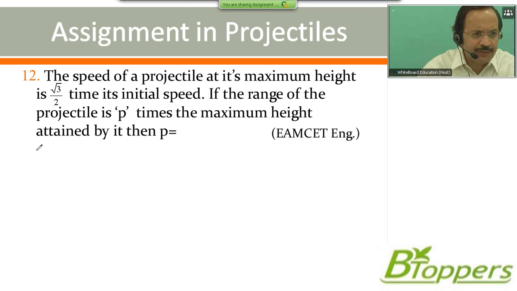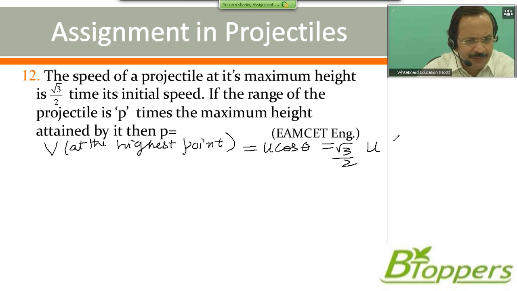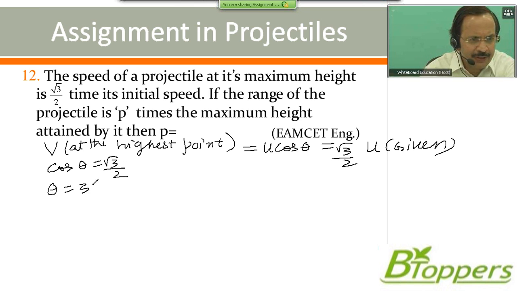In the theory of projectile motion, I have discussed that at the maximum height, or at the highest point of the path of the projectile, the vertical component of velocity becomes 0. The actual velocity of the projectile at the highest point is the same as the horizontal component of velocity. So the magnitude of the velocity of the projectile at the highest point is the same as the magnitude of the horizontal component of velocity, which you can write as u cos theta. That is given to be equal to root 3 by 2 times the initial speed u. So cos theta equal to root 3 by 2. Theta is the angle of projection of the projectile. So you get theta equal to 30 degrees.